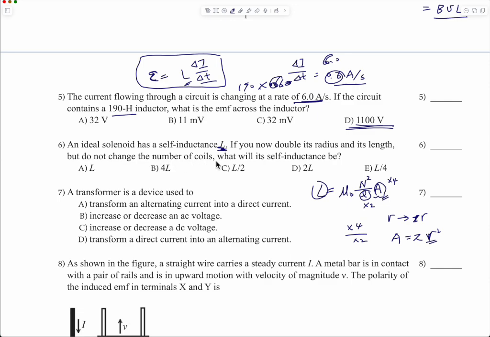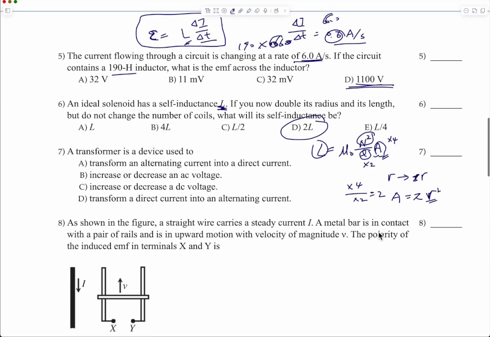Do not change the number of coils. N is the same. What is the self-inductance? Top increased by 4 times, bottom increased by 2, so you end up with 2 times. So double it.